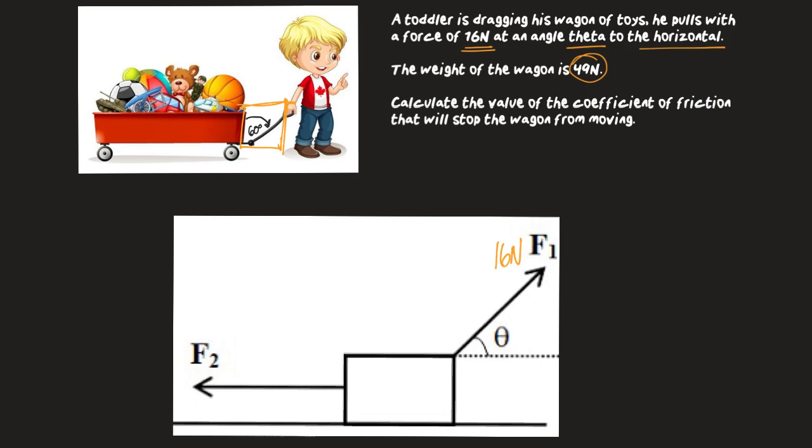Now, if I look here at this little boy, they gave you this angle here at 60. But when they talk about theta, theta must always be from the horizontal upwards. If I'm looking at the Cartesian plane, my angles go from east anti-clockwise. So when I measure theta here, the angle theta would be 30 degrees, because this technically makes a 90-degree angle there. So that's 30. The weight of the wagon is 49 newtons. Put that in. It says calculate the value of the coefficient of friction. So I know there's a friction here, but at this point, I don't know what that force of friction is. So we'll get to that.